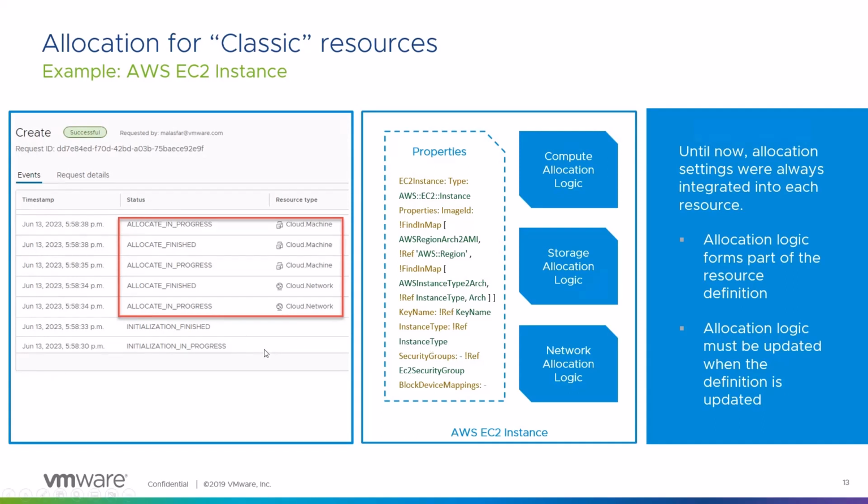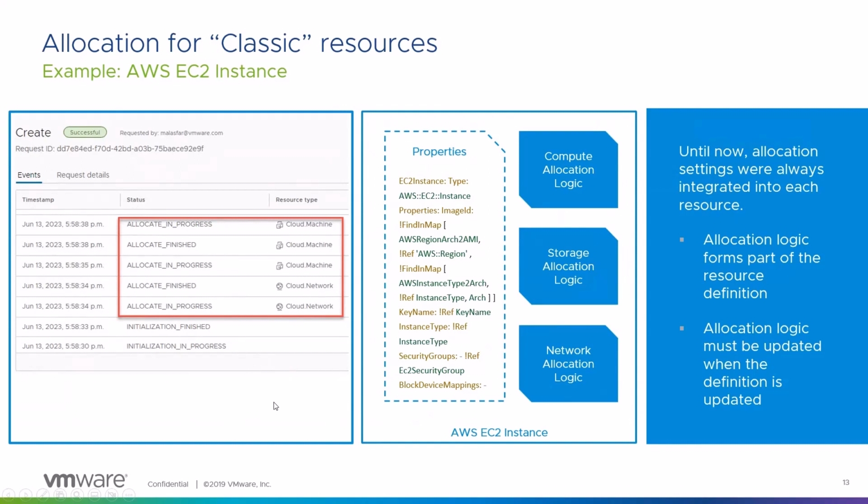And you can always see that when you create a deployment and look at its history, you'll see there are a lot of allocate events that happen as we allocate, for example, the network and the cloud machine. Once the allocation is completed successfully, that means we found the infrastructure that we need to land on. Then the actual provisioning happens against those allocations. So compute, storage, and network were all integrated into the classic resources.